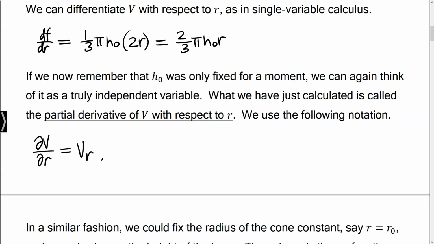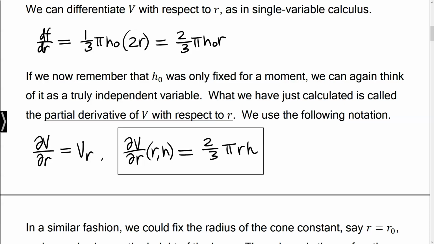Just to be explicit about it, I could write partial v with respect to r of (r, h), just to emphasize that you can think of it almost like unfixing, if that makes sense. We're fixing the height to start with, and then after we're done differentiating, we unfix it. We make it vary again. So this partial would be 2/3 pi. I'm going to switch the order of r and h because it seems more natural to put the r first. So 2/3 pi rh. This is what we would call the partial derivative of v with respect to r.